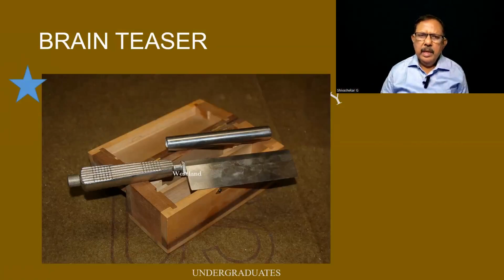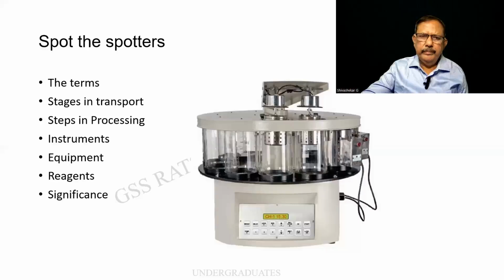This is an old reusable microtome knife which we use to sharpen. So this is the knife, this is the back of the knife, and this is the handle. That much you remember, it is enough. You will have to spot the spotters in this session.